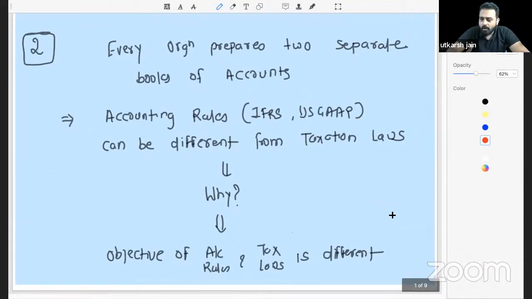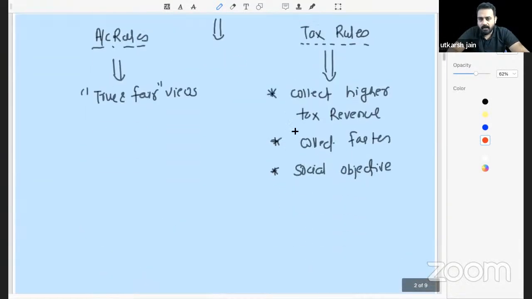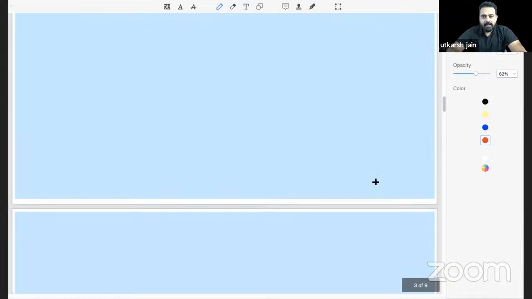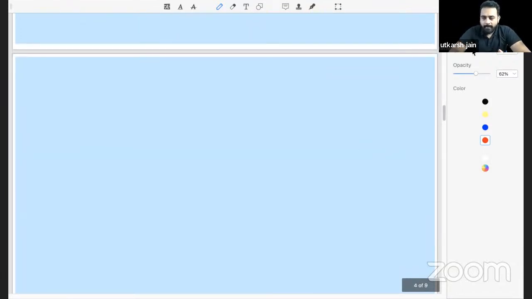Building block number 2 explained why that happens: different rules, therefore different books of account with different objectives, different sales, different cost, different profit, therefore different taxes. In some cases, you end up paying more. In some cases, you end up paying less. Now, this example is going to help you consolidate what we've learned so far. You might still have some queries, and it's okay to have them. But once I do building block number 3, you'll have crystal clear clarity on what we are trying to do here.